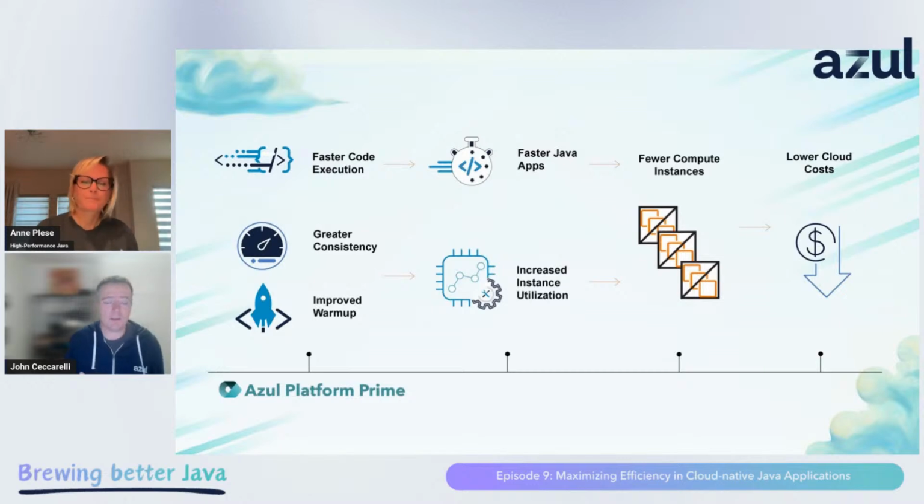In general, the first way you do it is by just spending less CPU on each individual request. If each request processes faster, that means it's using less CPU.